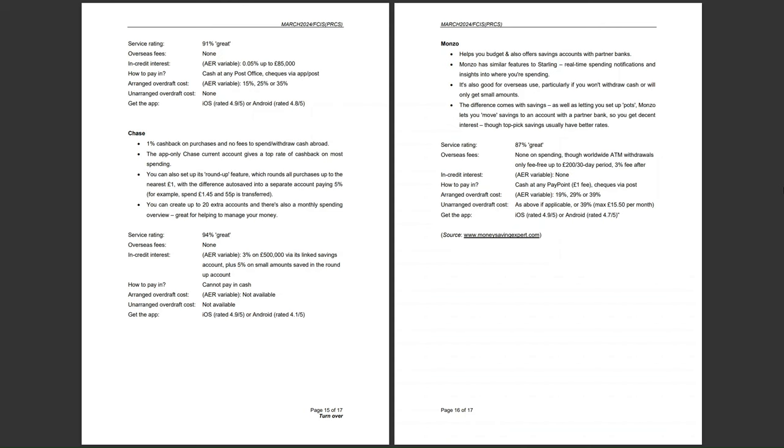That said, it is another way for Jade to save. Of course, that is one of her aims. You can create up to 20 extra accounts, and there's also a monthly spending overview. Great for helping to manage your money. This is superb for supporting Jade's budgeting. She could even put money for her holiday spends, for example, into another account. And say she was saving for a car, she could put it into an extra account as well. So there's a great opportunity here to really budget hard.